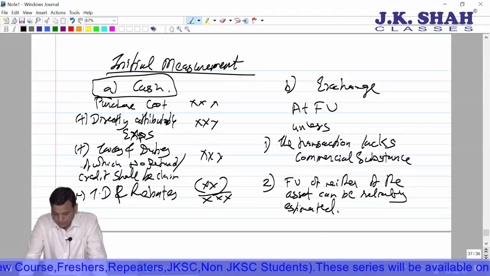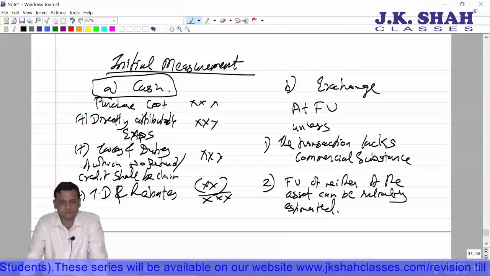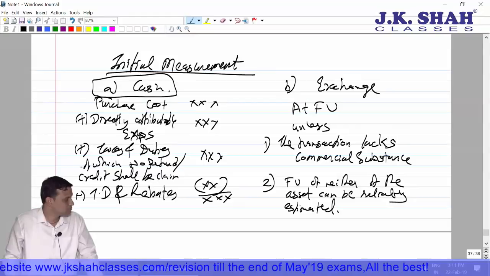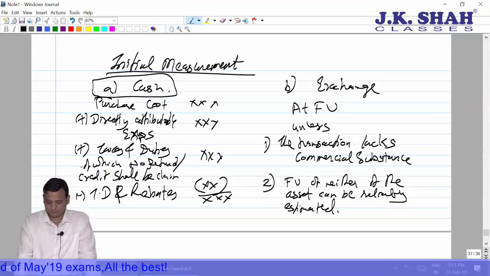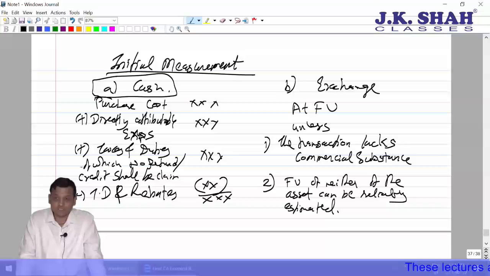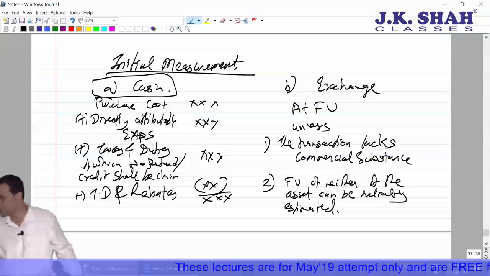Fair value of neither of the assets can be reliably estimated. This is your initial measurement. Third item in PPE, what was there in initial measurement? Self-constructed, which is not there in investment property, because self-construction will be governed by PPE only.